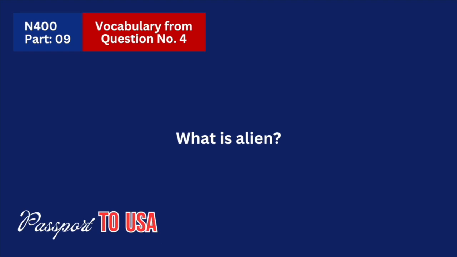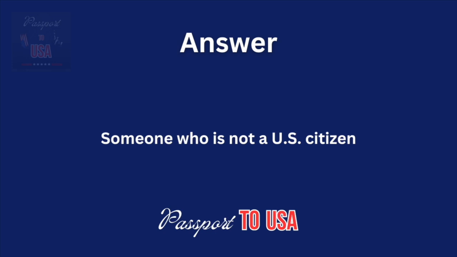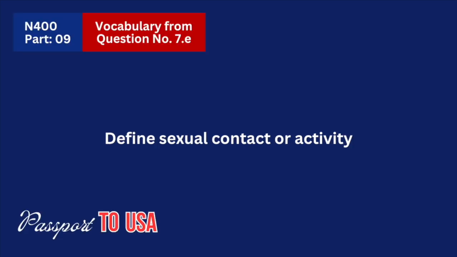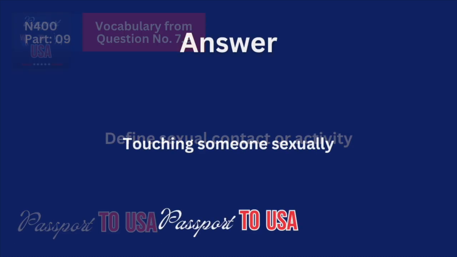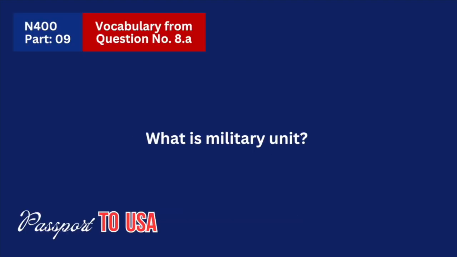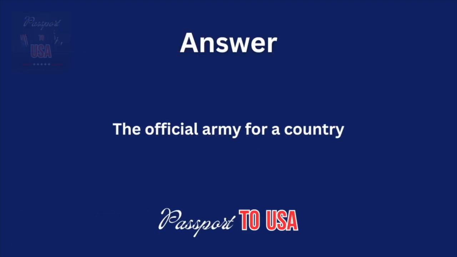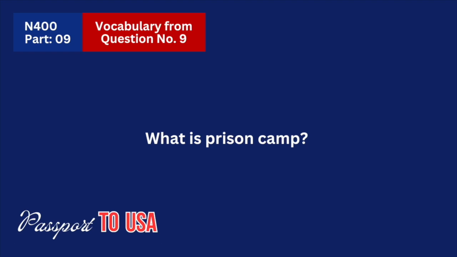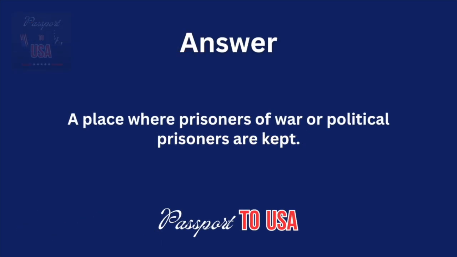What is alien? Someone who is not a US citizen. Define sexual contact or activity. Touching someone sexually. What is military unit? The official army for a country. What is prison camp? A place where prisoners of war or political prisoners are kept.